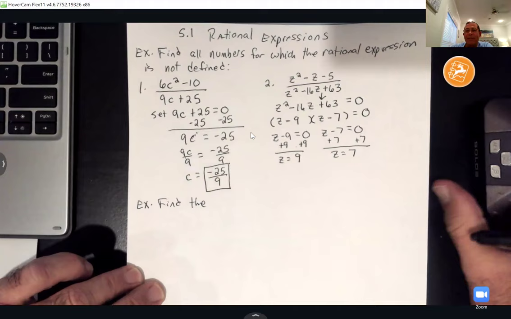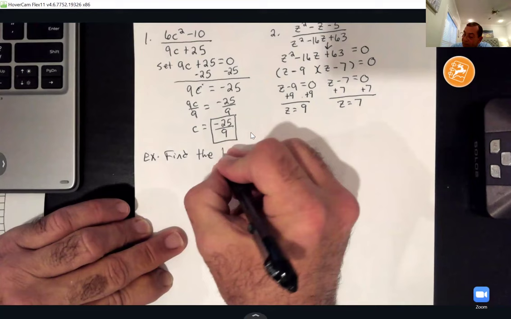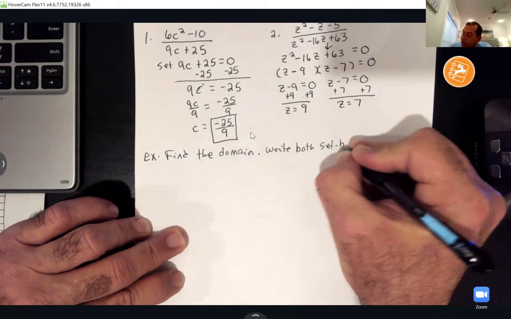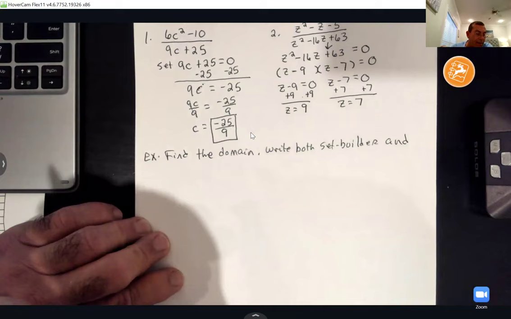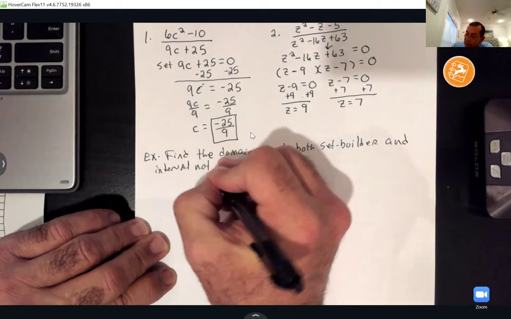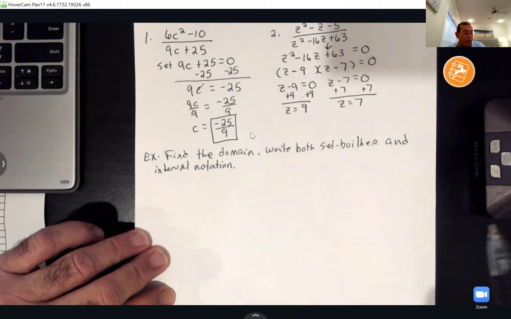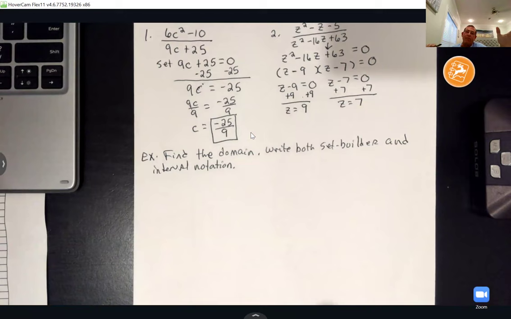So once they did that to us, they come in and they said, well, let's find the domain of the function. So we're going to find the domain. And then we're going to write both set builder and interval notation. Now, set builder, they'll give you the first part of it. They'll have the x, such that x is a real number and x not equal to. You just put in the numbers. Interval notations where we'll start at negative infinity, kick out what we got to kick out, and then end up with positive infinity.